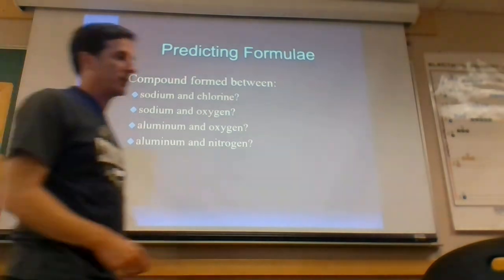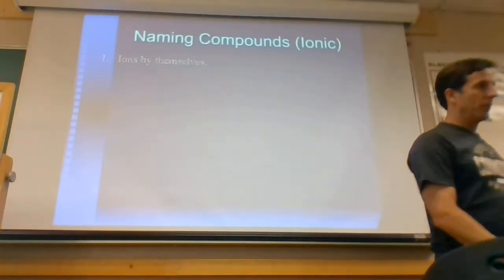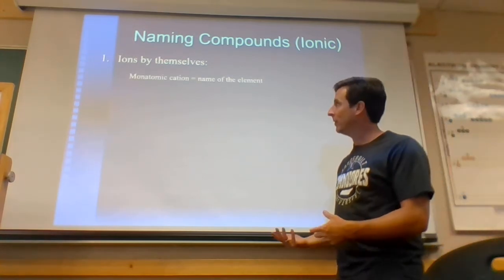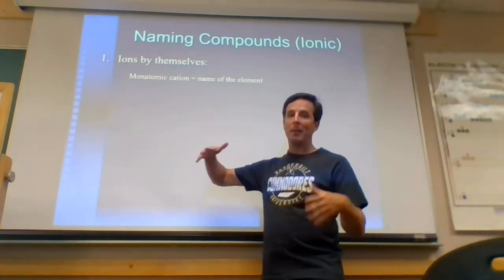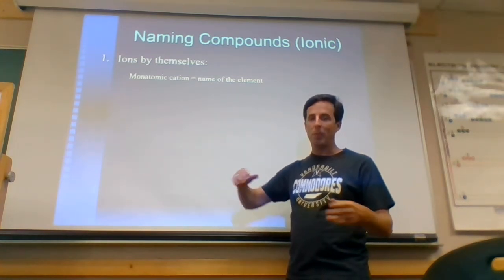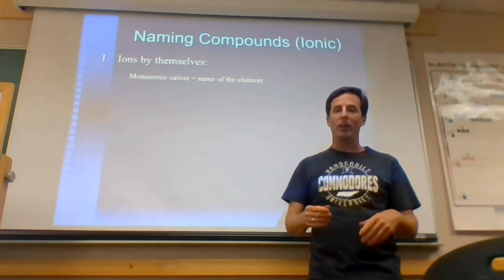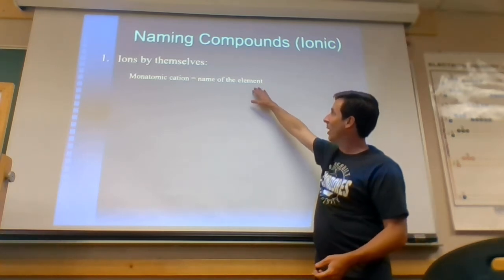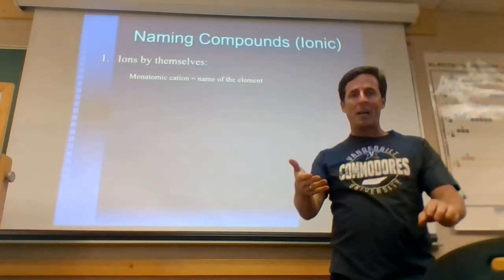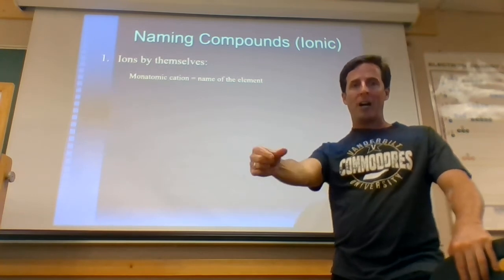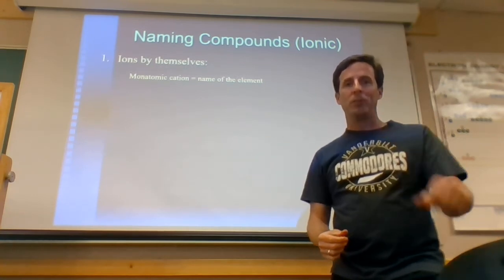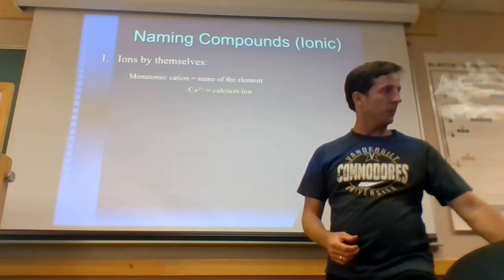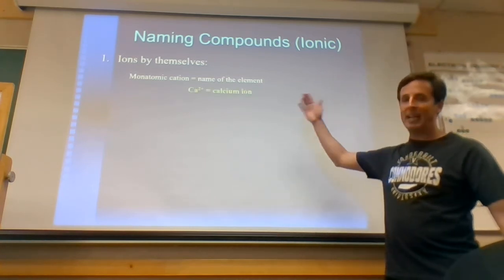So now we need to go through some of our naming rules. How do we name ionic compounds? Well, first of all, if I have an ion by itself, if it's a monoatomic cation, monoatomic just means one atom, like earlier I had magnesium with a +2 charge. All that I do is name the element, and sometimes, like in Mastering Chemistry, they might make you put the word ion after it. So Mg2+ is the magnesium ion. Ca2+ is the calcium ion.